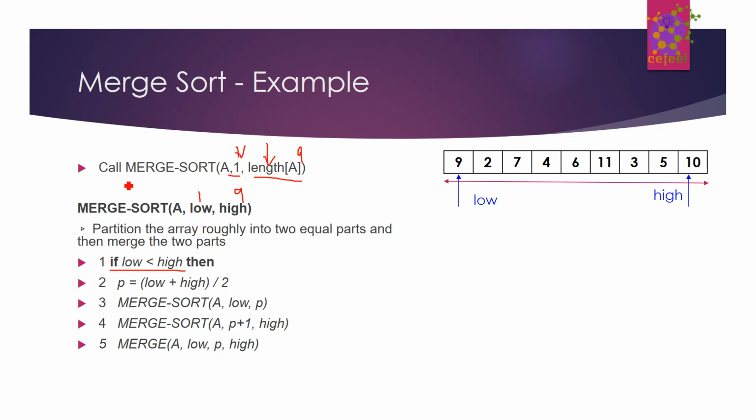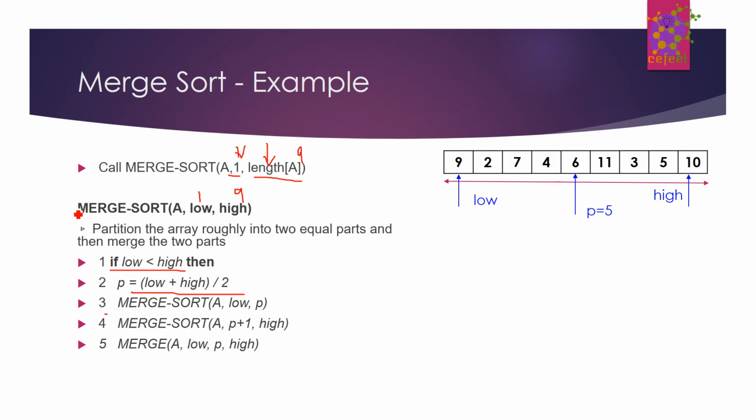Then the second step here is to find p, which is the midpoint. Midpoint is low plus high divided by 2, which in our case is 1 plus 9, 10, divided by 2, which is 5. So p will be 5, and it will point to the 5th element in the array, which is 6. Now once we have that, we go to step 3.